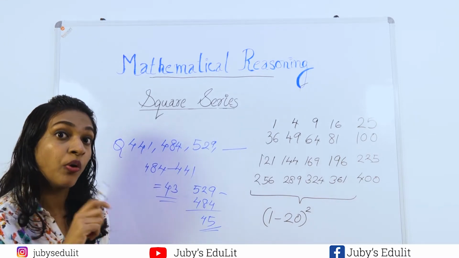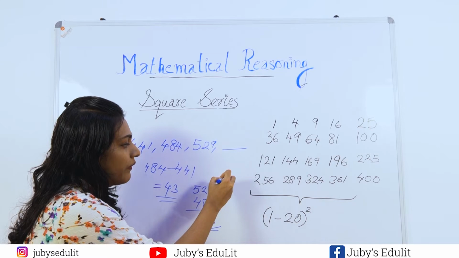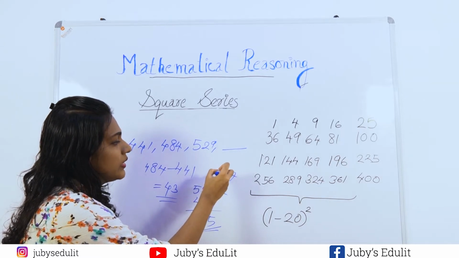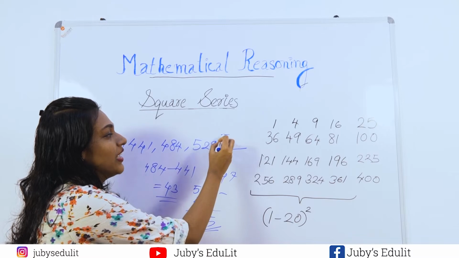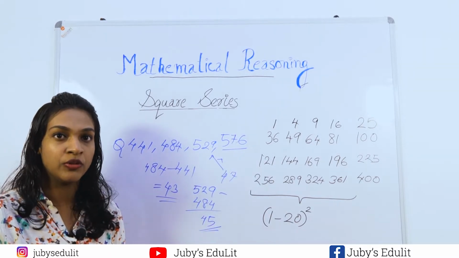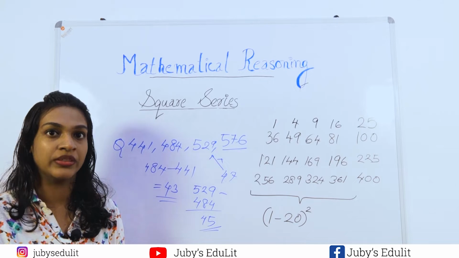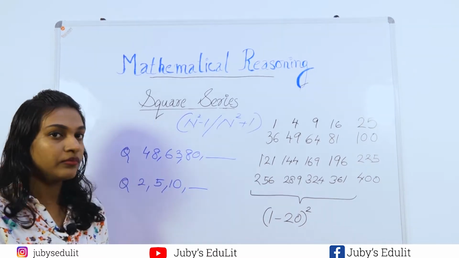Now let's look at the odd number after 45. What is it? It is 47. When 47 is added to 529, you get the answer 576. This is an alternate way for anyone who finds it difficult to learn the square of each of the numbers.